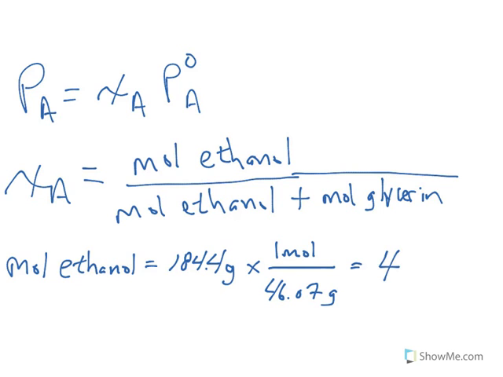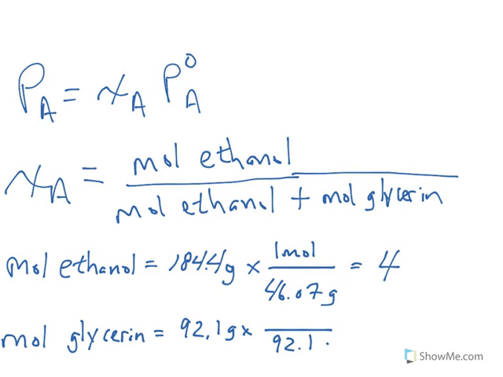All right, so now I need the moles of glycerin. I'm given 92.1 grams of glycerin, and its formula weight is 92.1 grams per 1 mole. See, my grams cancel, and I'm left with moles. Of course, 92.1 divided by 92.1 is 1. So I've got some nice pretty integers there. We got 4 and 1.